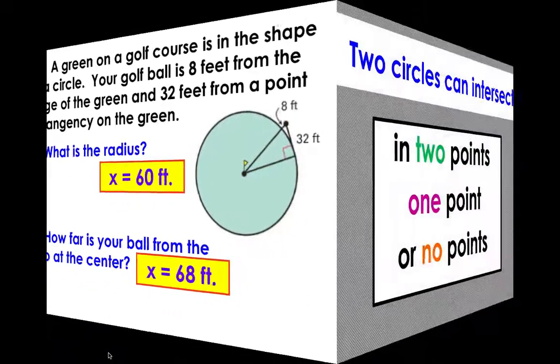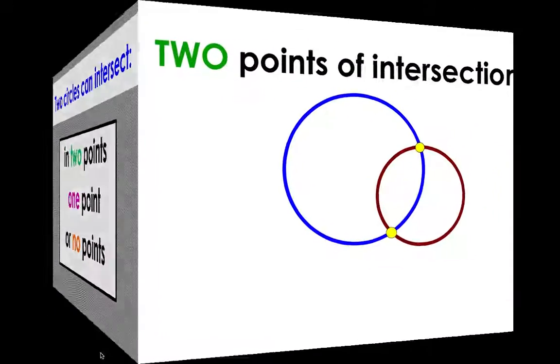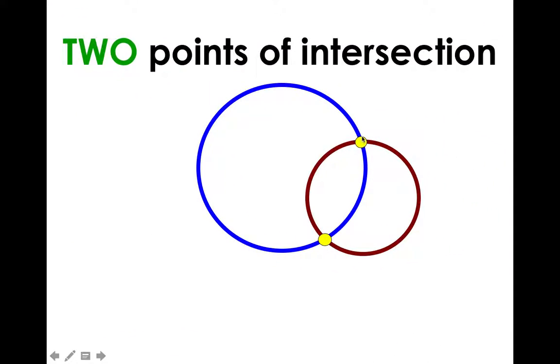All right. Last thing, or a couple of things left we want to talk about. Two circles can intersect in 2 points, 1 point, or no points. If two circles intersect at 2 points, think about the Olympic rings. If I'm only going to use the top 2 rings, then notice I have 2 points of intersection.